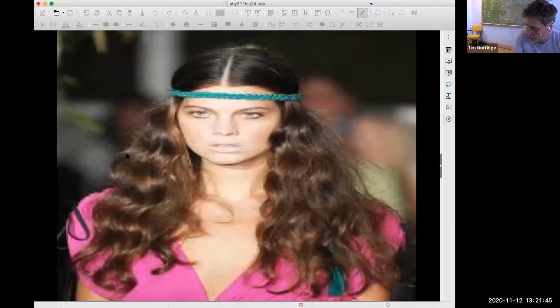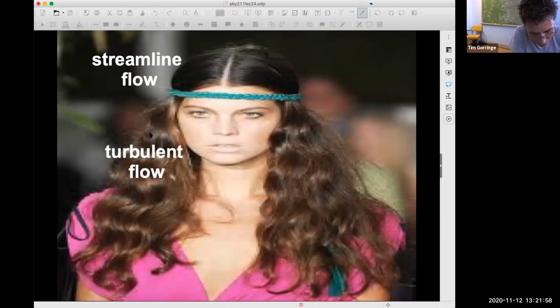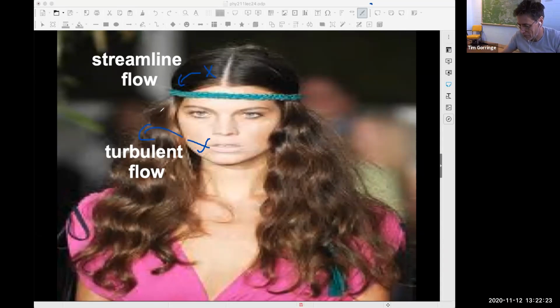Okay, so why have I put this picture of this supermodel inside the lecture slides? That's an interesting question. Here's why. Here's an example of streamline flow, laminar flow, and here's an example of turbulent flow. And so Bernoulli's equation would apply to a flow of a fluid that looks like this type of motion upstairs here, but it doesn't apply to this type of motion over here. So those are the realms of Bernoulli's equation.